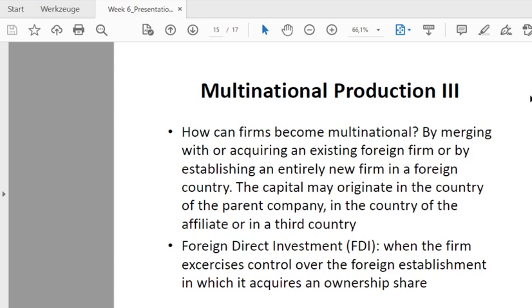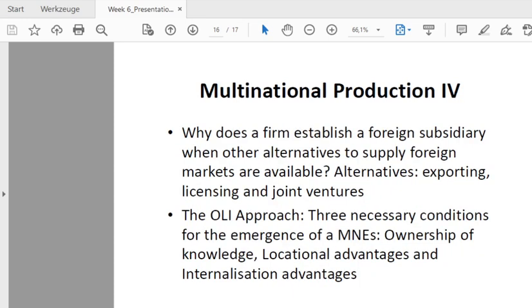What is the actual definition of foreign direct investment? Well, when the firm exercises control of the foreign establishment in which it acquires an ownership share. So it's not necessary for the share to be 100%, but it's necessary for the control to be there. Now we can also ask, why does a firm establish a foreign subsidiary when a firm also has other alternatives to supply foreign markets? For example, by exporting, or by licensing a foreign firm, or by creating a joint venture.